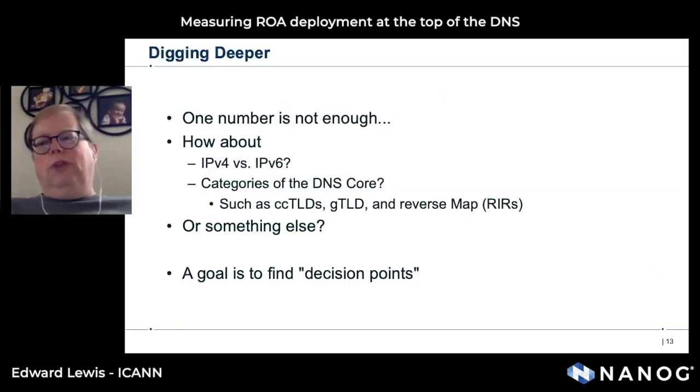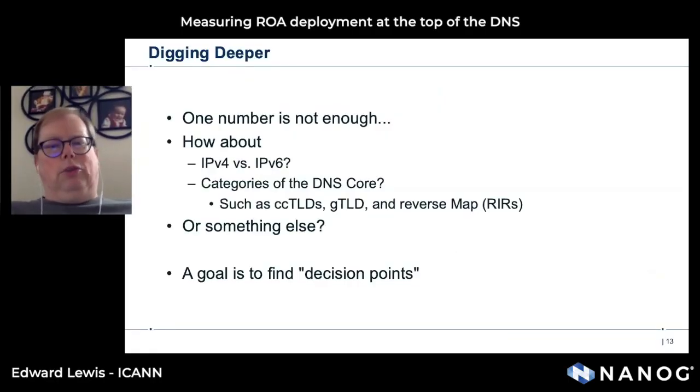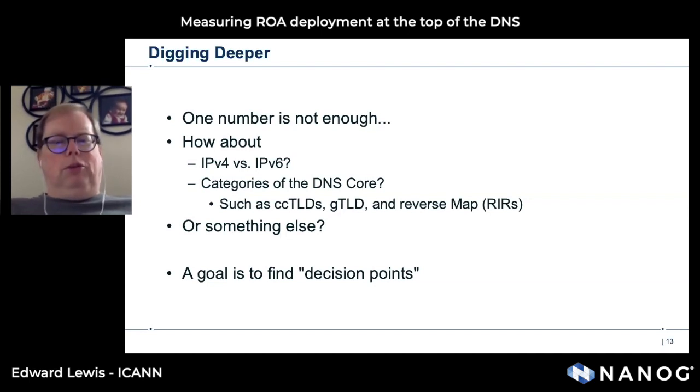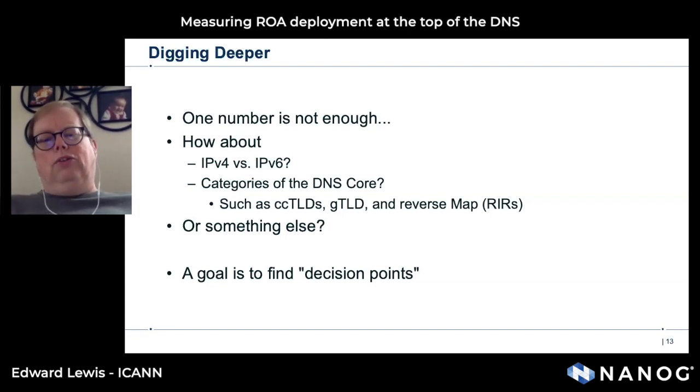Now, one number is not enough here. I want to look at some other categories that are out there. IPv4 versus IPv6 is one of the categories that we usually look at for routing information. And then we'll look into the DNS core. We have the ccTLDs, the gTLDs, and reverse map as individuals. And maybe there's some other way to divide this up. What I'm looking for here is what are the decision points in the architecture where you might want to address what needs to be done to the protocol.